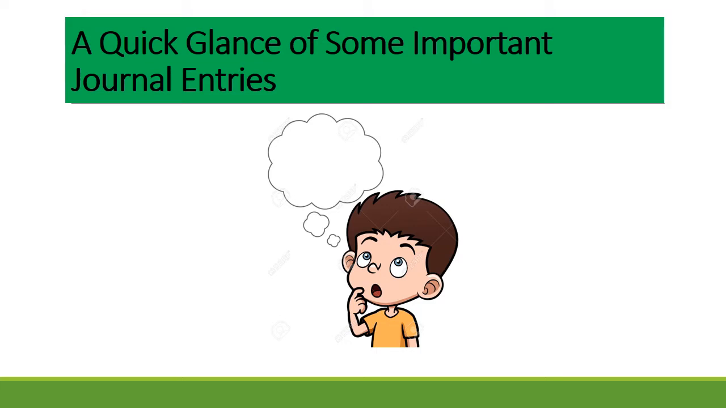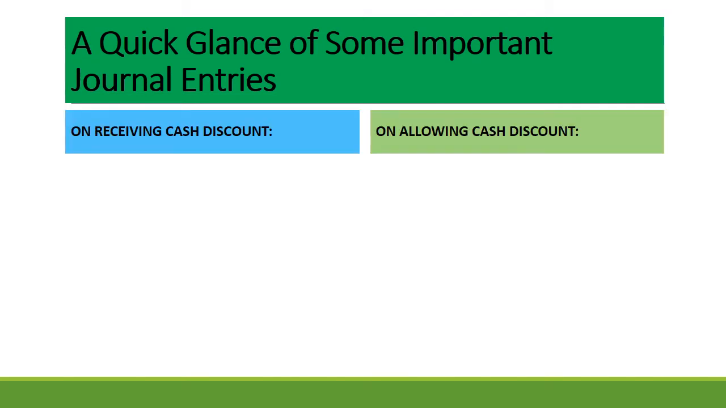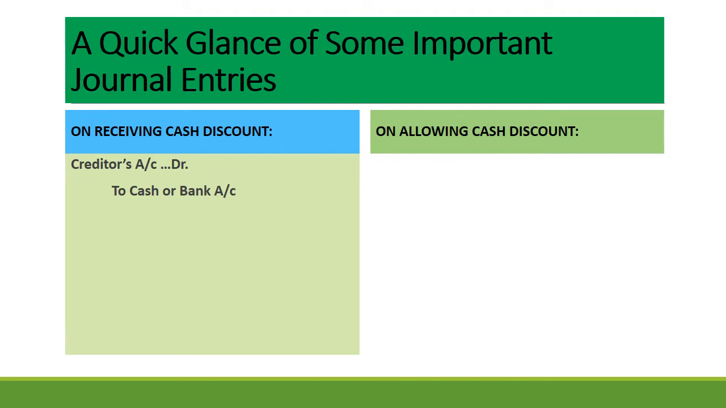We will revise some of the important journal entries in this class only. Those are: first, on receiving cash discount. Now, first you should know when we will receive cash discount. We will receive cash discount whenever we are making payment to creditors. In such situation, creditors must be debited and cash or bank should be credited. The difference between both of them will be transferred to discount account.